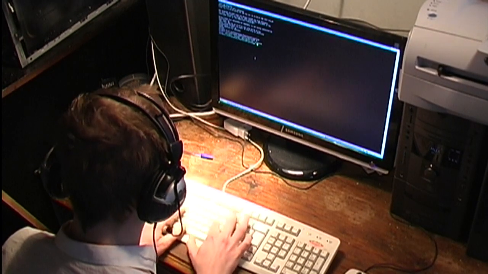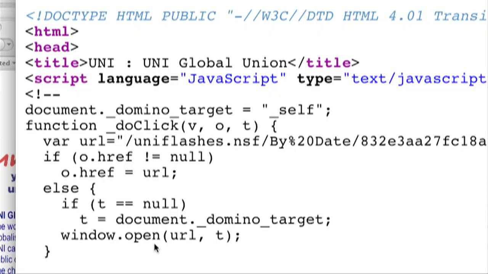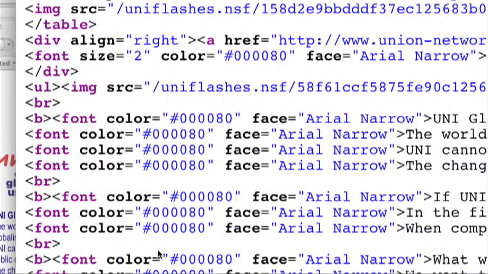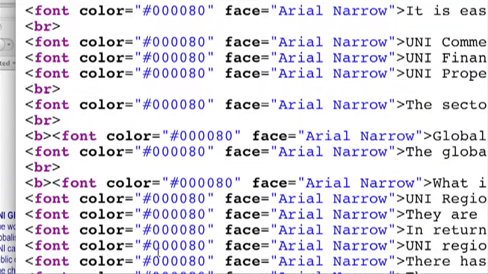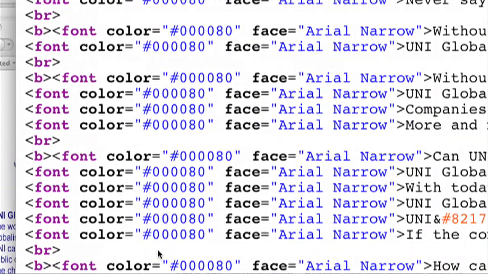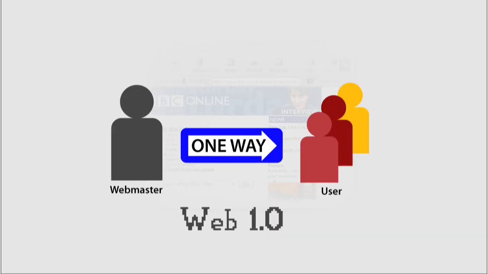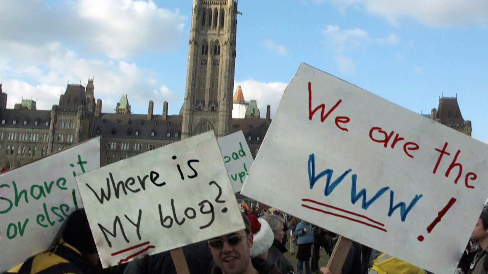Any change to the message could only be made by the webmaster. Putting up a website was complicated, and only a few people knew how to do that. We now call that the Web 1.0. And then a revolution came.